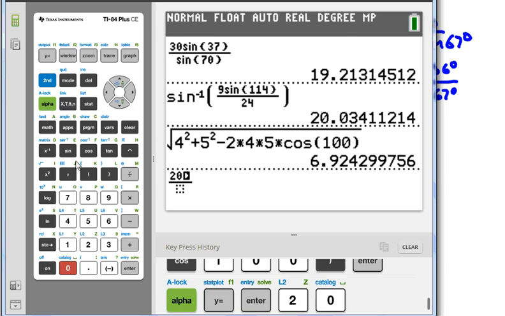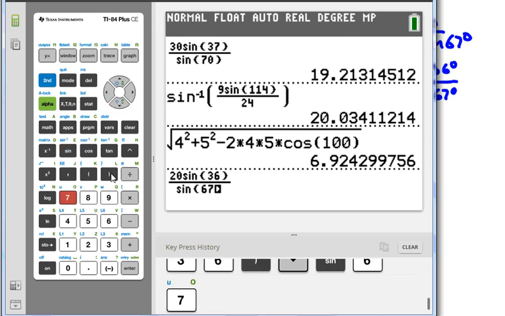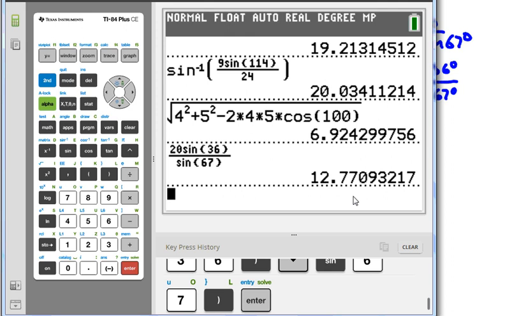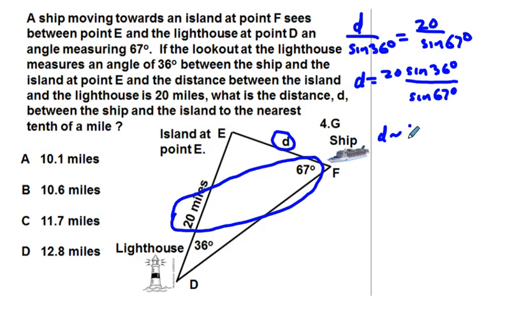(20 sine 36 degrees over sine 67 degrees). So there we have 12.77 miles. Again, we have answer choice D. Answer choice D seems to be a popular one these days.